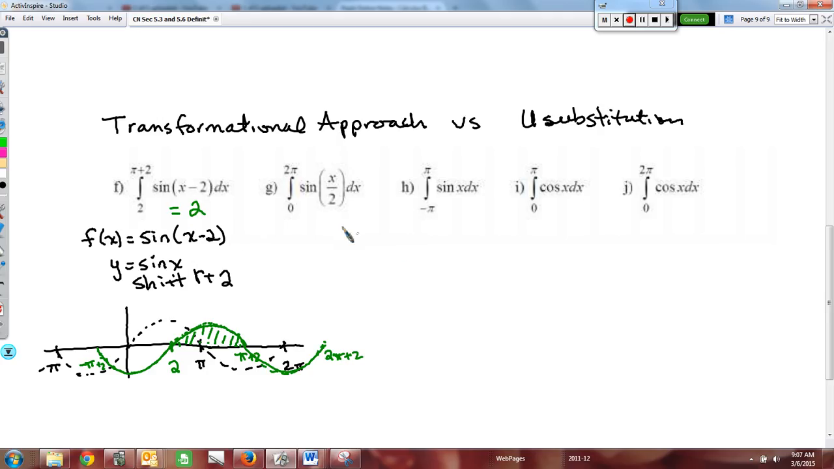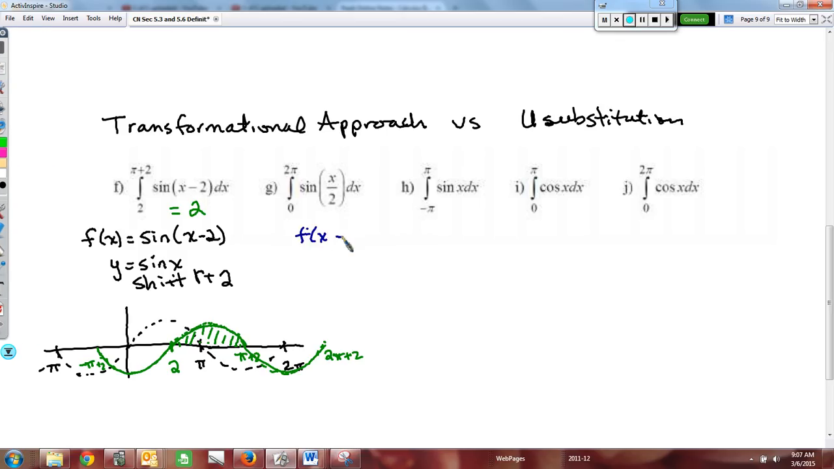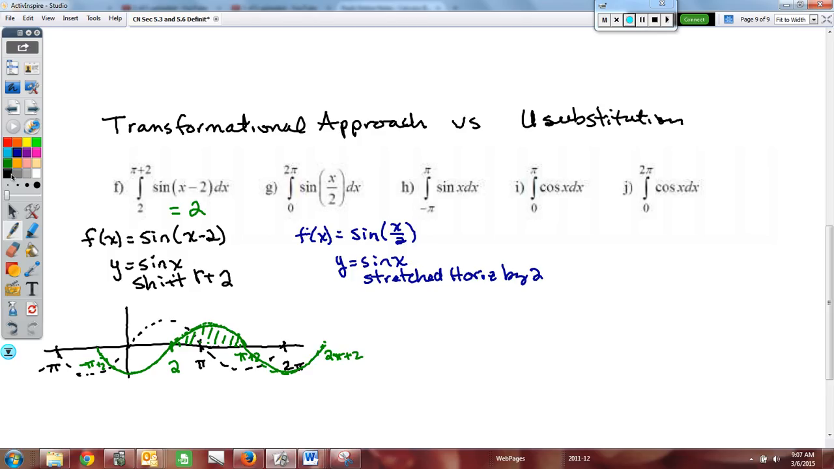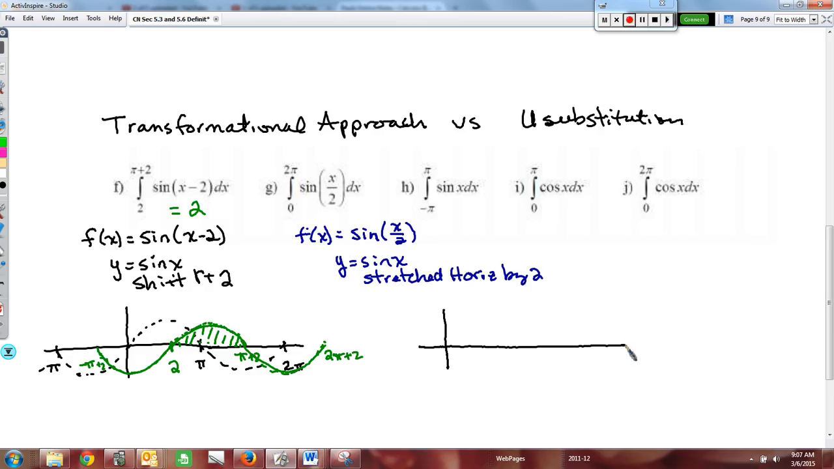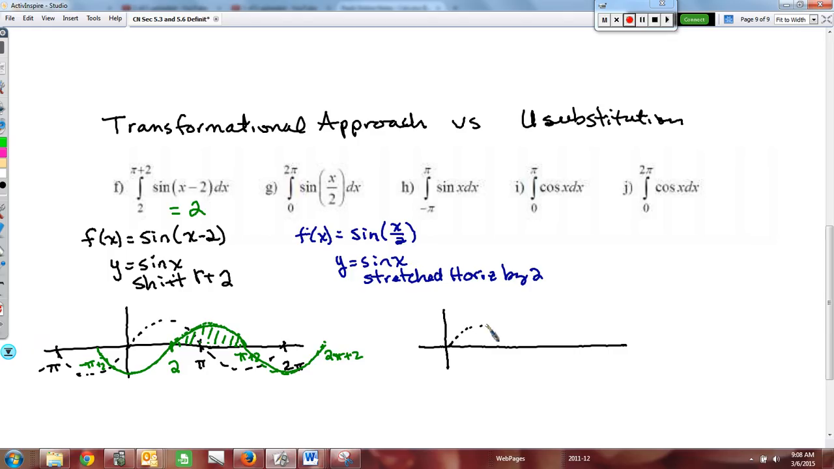All right, let's do the same thing for the next one. If I were to look at the function and define the function f of x as sine of x over 2, then basically I know that that is going to be y equals sine of x that has been stretched horizontally by 2. It's twice as wide. So if I'm going to take a quick look at the sketch of that just to see what happens, again, we have our original one. I'm just going to do this side of it this time.